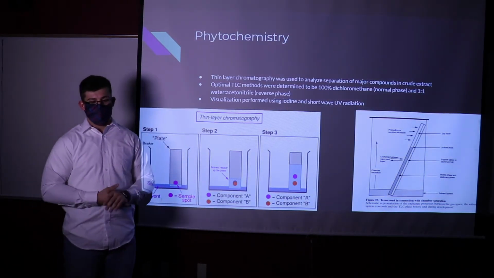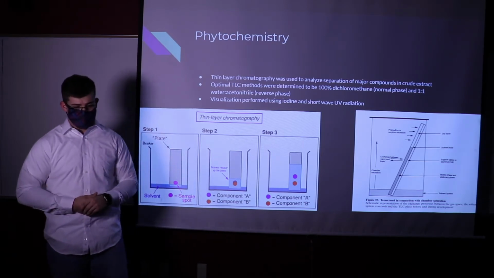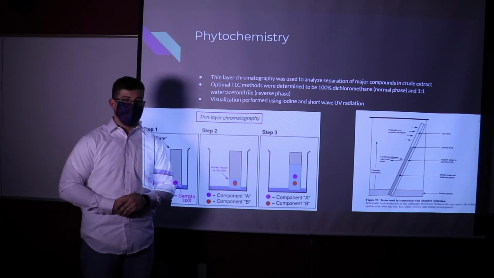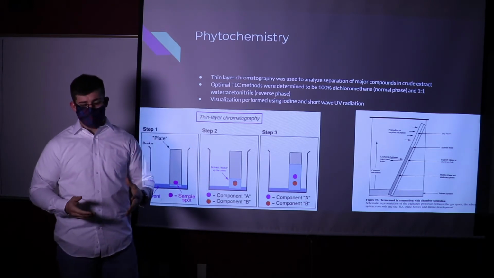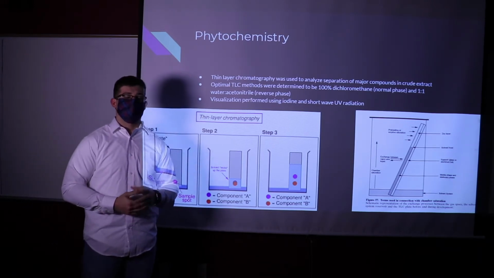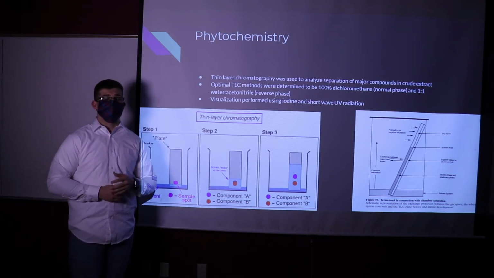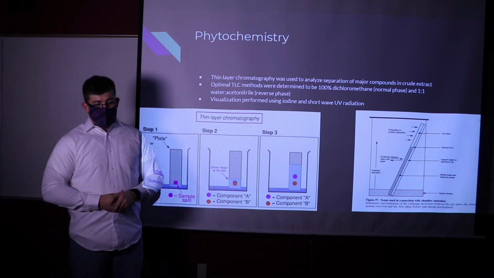Moving on from that, we then focused more on the phytochemistry and trying to isolate particular compounds from the fruit itself. So for my portion of it, I essentially used thin layer chromatography to try to develop an ideal elution method. TLC essentially focuses on the different polarities of compounds within a crude mixture and using these compounds in order to separate out the components within that crude mix.